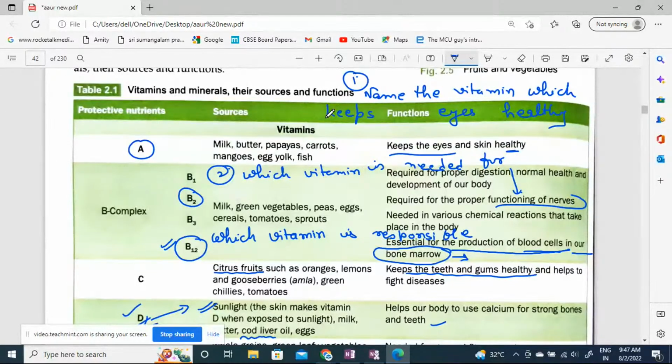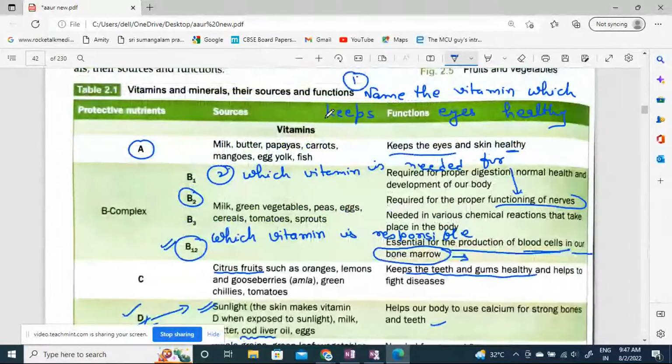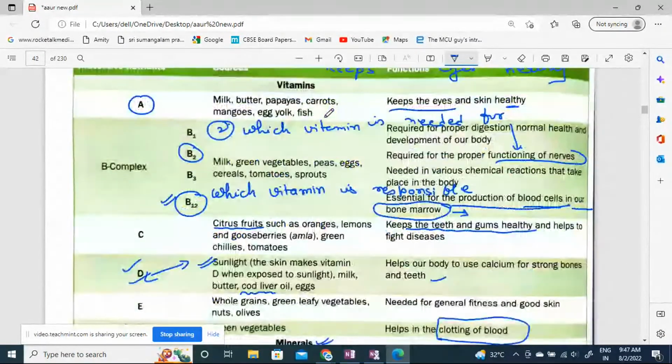Done? Yeah. Next. And which vitamin is responsible for production of blood cells? Yeah, and especially in bone marrow. Actually, B12 is used, and actually there is a B12 based anemia and an iron based anemia.